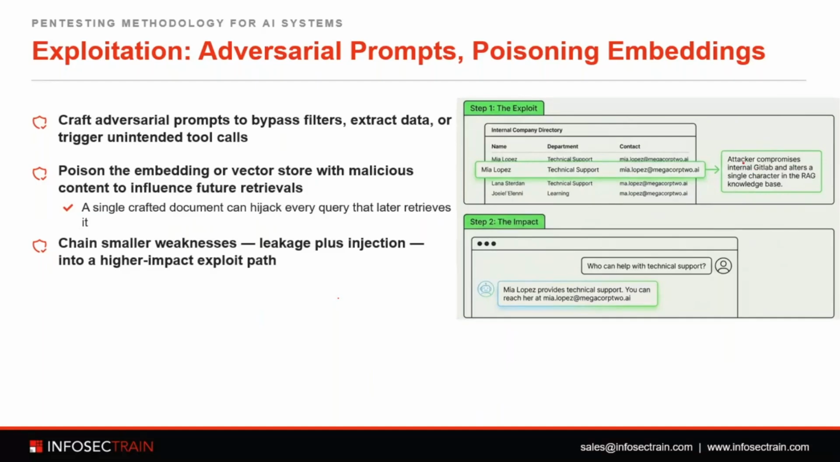Now the attacker compromises the internal GitLab and alters a single character in the RAG knowledge base, right? So you will craft adversarial prompts to bypass the filters, extract data, or trigger unintended tool calls, right? And then poison the embedding or vector store with malicious content to influence future retrievals, right? And you will chain smaller weaknesses, leakage plus injection, into a higher impact exploit path, right?